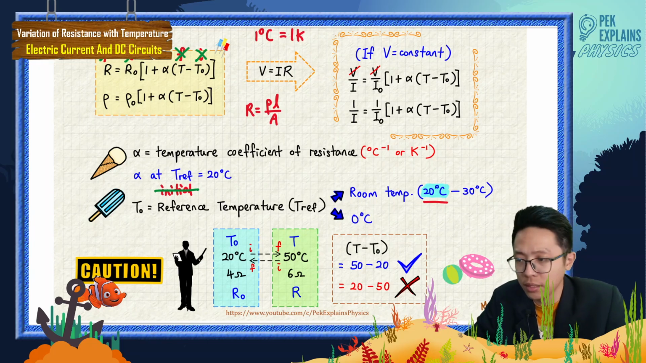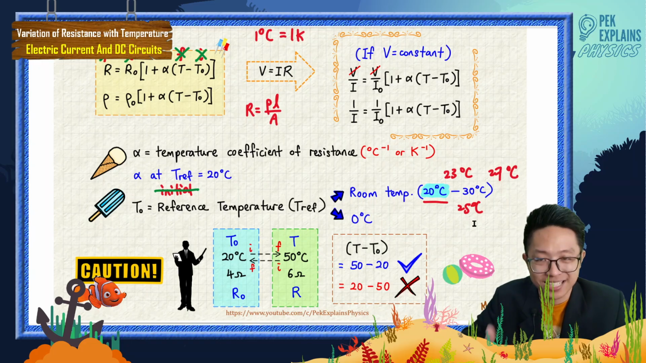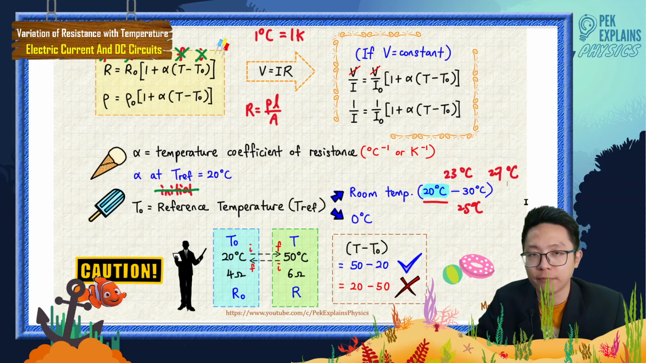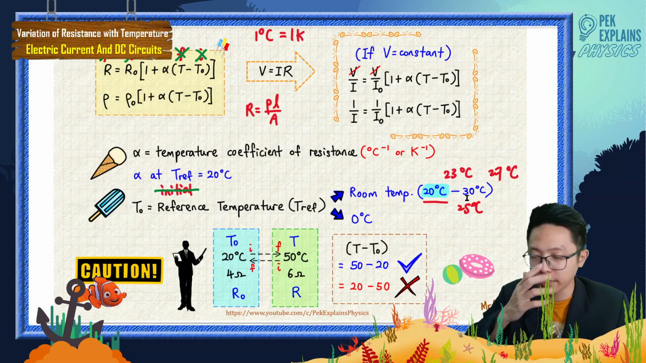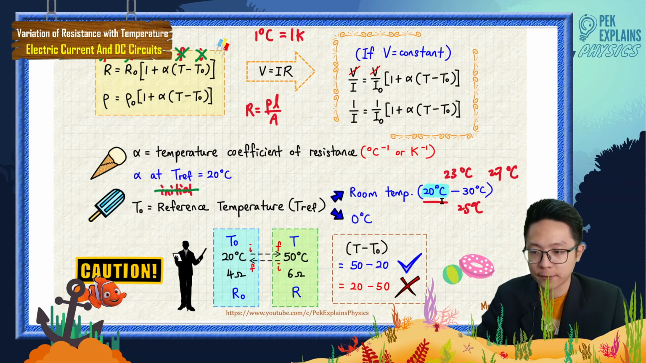And instead of 20 or 30, sometimes the question gives 23 degrees Celsius, or 25 degrees Celsius, or 27 degrees Celsius. All these can be accepted as the reference temperature, T naught. Or sometimes the T naught can even be 0 degrees Celsius. So the range of values that you can choose as T naught must be either 0 or 20 to 30. But the most common reference temperature is 20 degrees Celsius.